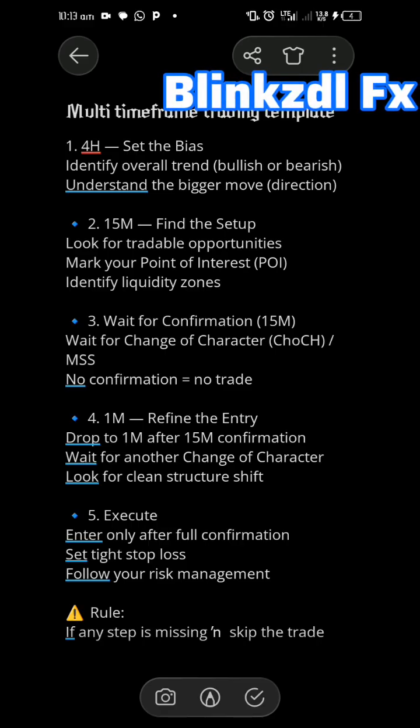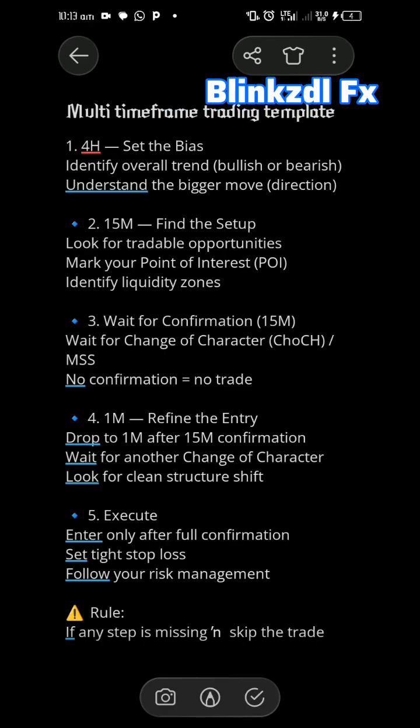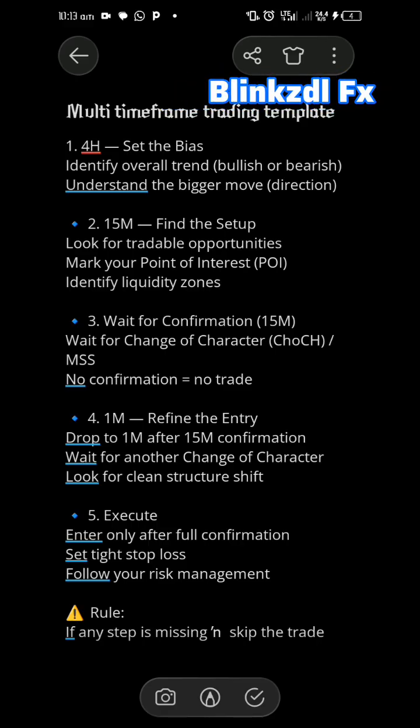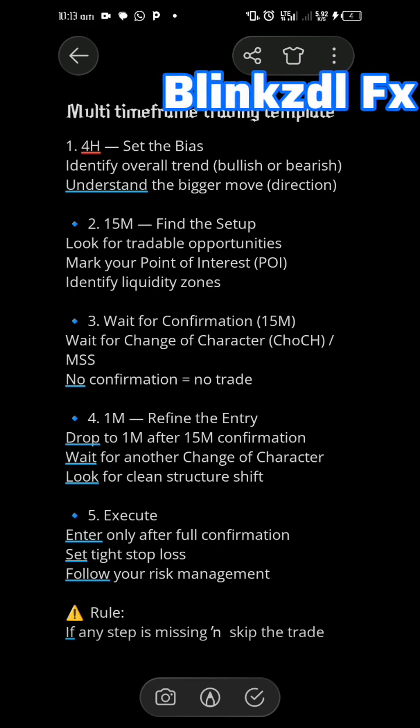Now, the 1-minute entry, most of you are even familiar with this entry. You drop to the 1-minute time frame after the 15-minute time frame confirmation. Then you wait for another change of character. Look for a clean structure shift. Now, the structure must be the same as what happened in the 15-minute time frame.